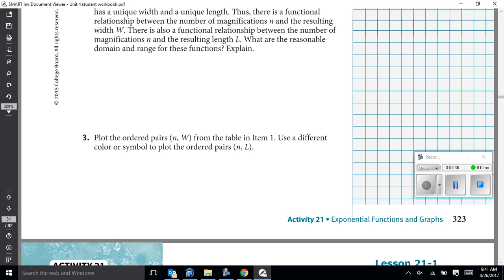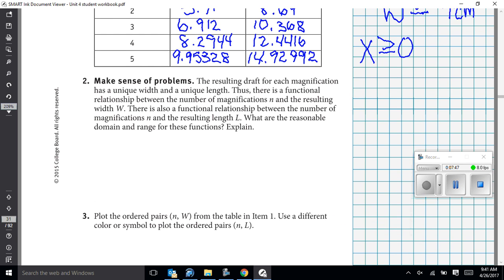Alright, so plot the ordered pairs n of w from item 1. Use a different color or symbol to plot the ordered pairs of n of L.